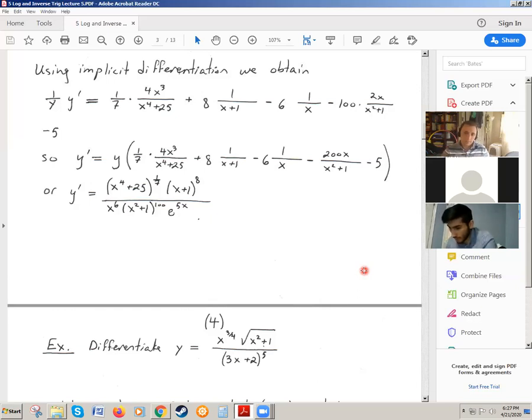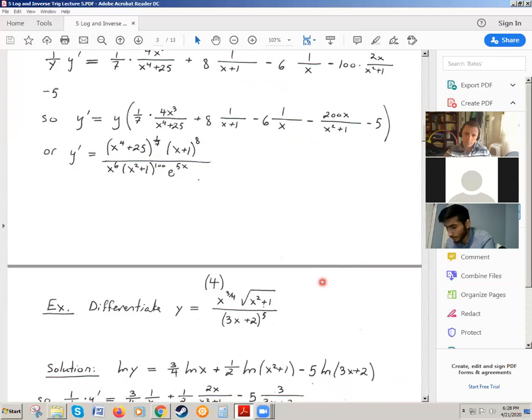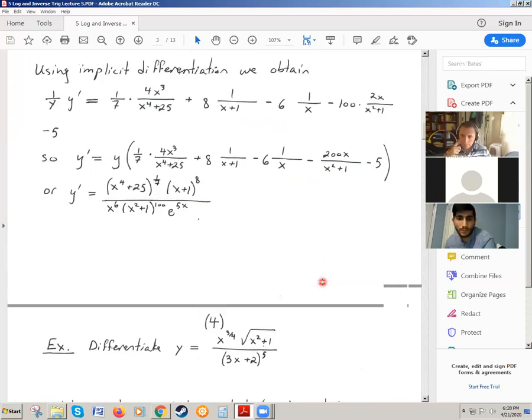I started by doing ln of y is equal to 3 over 4 ln of x plus 1/2 ln of x squared plus 1. And then because of the quotient rule, it's minus 5 ln of 3x plus 2, right? Brilliant. That's wonderful. Okay, so I don't know if I got this part correct at all. So then we have to find the derivative.